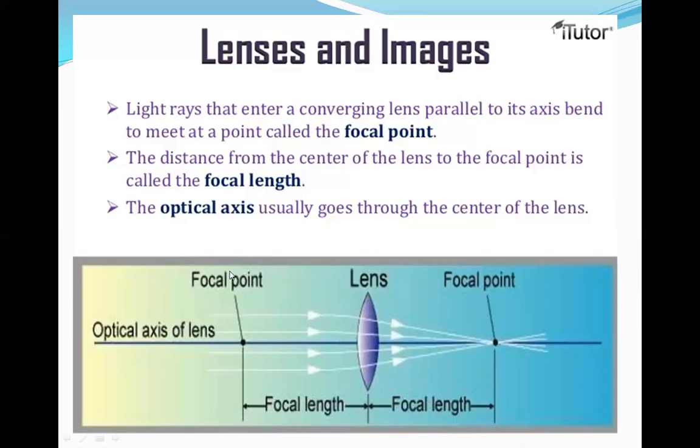Optical axis. Optical axis is also called the principal axis, as we have discussed earlier. It is a straight line passing through the center of the lens on which we always mark the focal point, that is F, and twice the focal length, 2F.